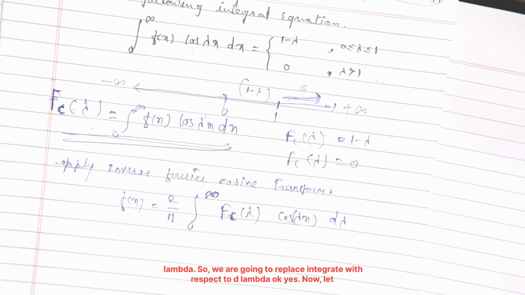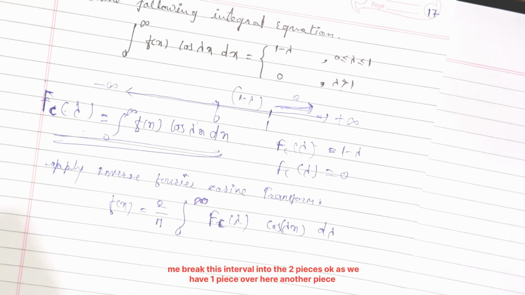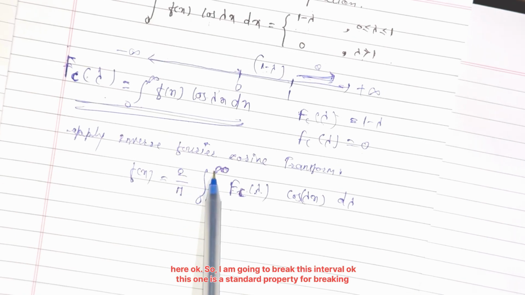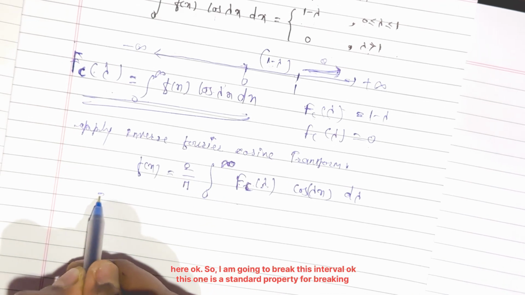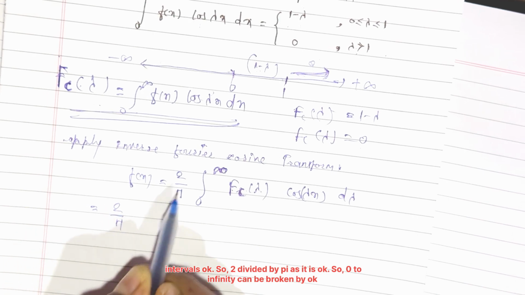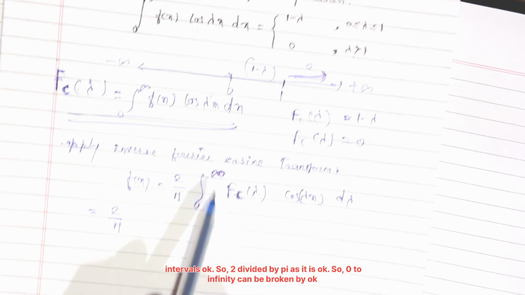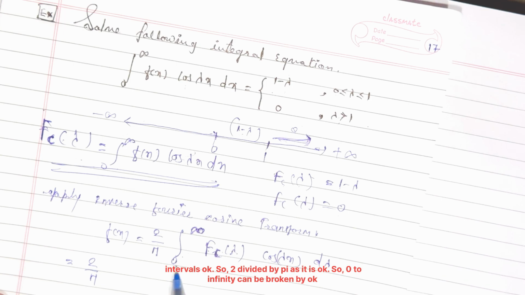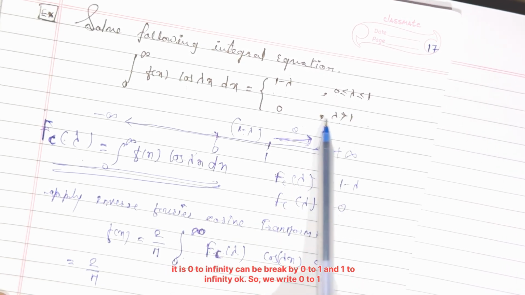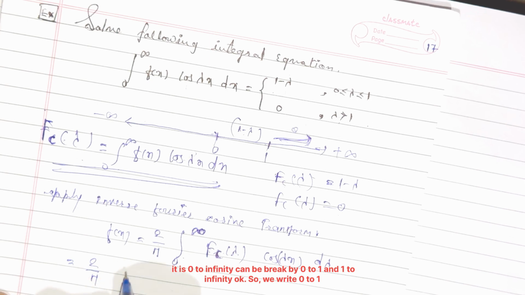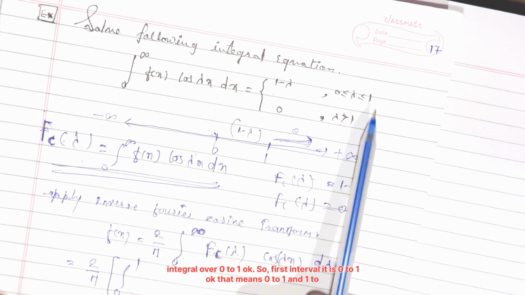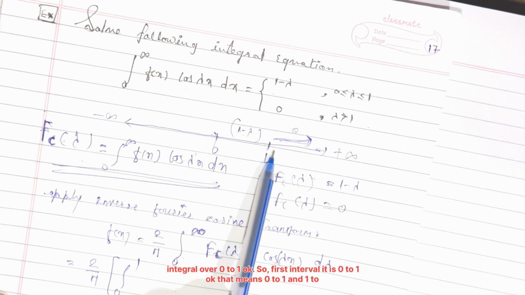Now let me break this integral into two pieces, as this is a standard property for breaking integrals. So 2 divided by pi as it is, and 0 to infinity can be broken into 0 to 1 and 1 to infinity. So the first interval is 0 to 1, and the second is 1 to infinity.